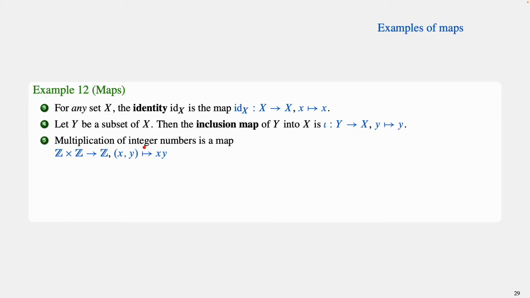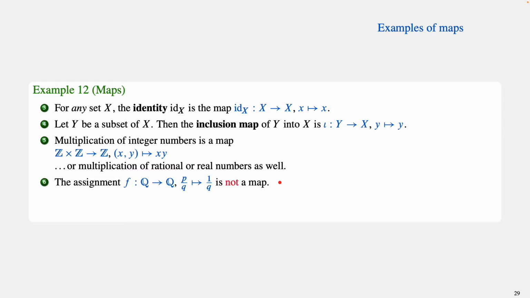We can view multiplication as a map. So for example, multiplication of integer numbers is a map from the Cartesian product Z times Z, mapping again into the integers, where we take a pair of integer numbers x, y and map it to their product x times y. And of course, in the same manner, we can view multiplication of rational or real numbers as a map.